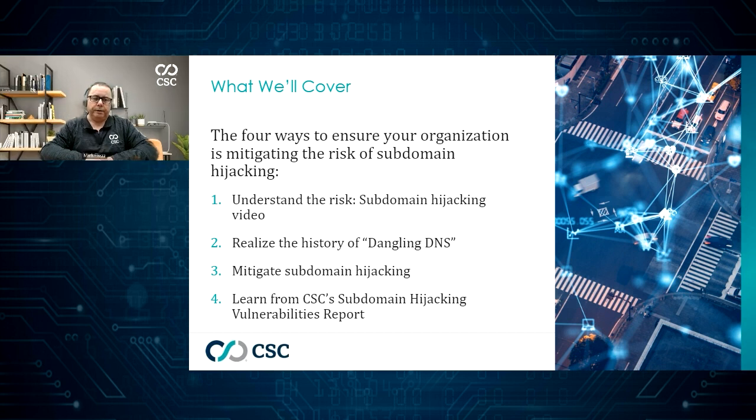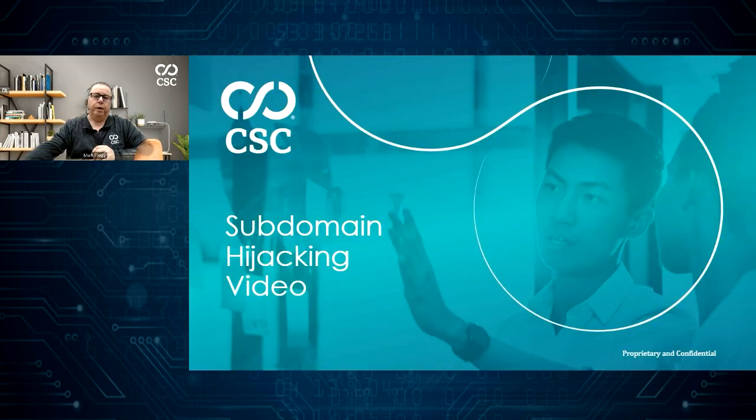So today what we'll cover is the 4 ways to ensure your organization is mitigating the risk of subdomain hijacking. And that is essentially understanding the risk. So we've got a little video to play for you. Realize the history of dangling DNS. How has it just happened now? Why is it a big deal? How you can mitigate it, and then we can learn from our hijacking vulnerabilities report that we produced, which will give you some inside information. So with that, let's watch the video.